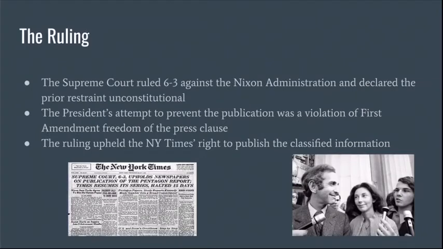So the actual ruling was 6-3 against the Nixon administration, and they declared the prior restraint that Nixon had issued over the New York Times unconstitutional. They said that the president's attempt to prevent the publication was a violation of the First Amendment freedom of the press clause, and the ruling upheld the New York Times' right to publish the classified information.